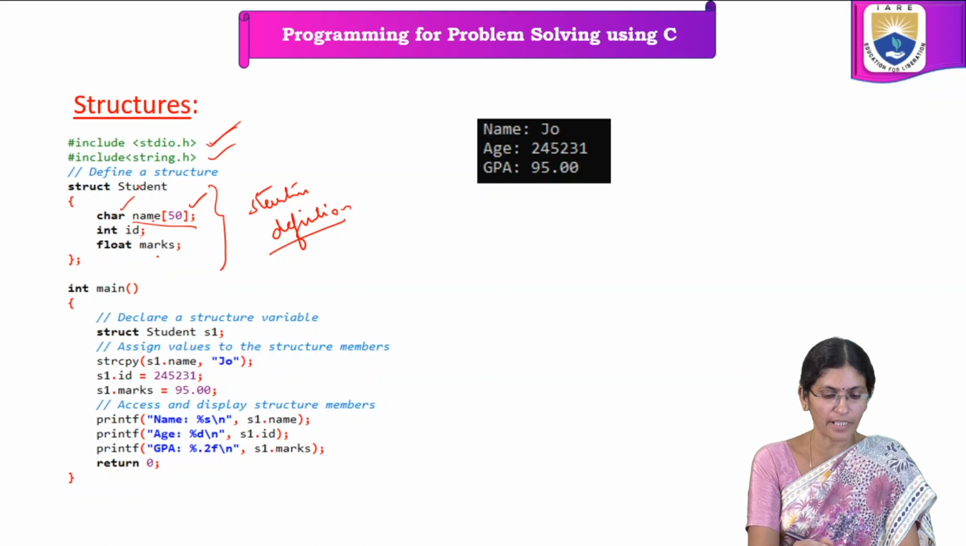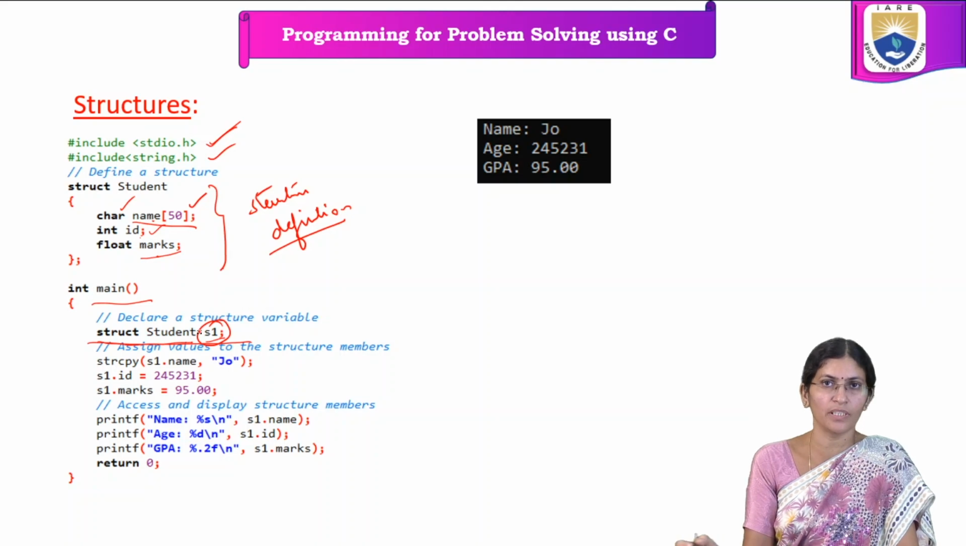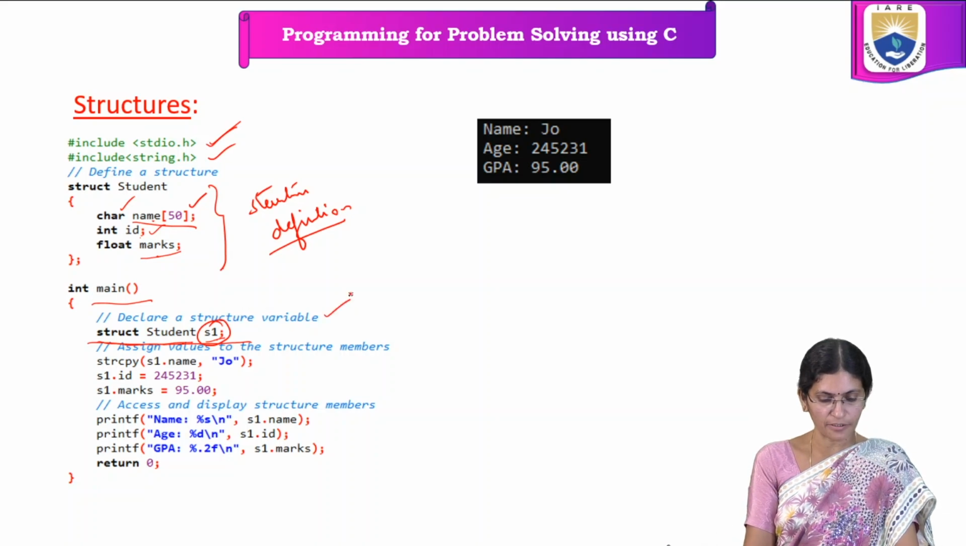This name belongs to character type. This is an array of characters. Then id belongs to integer type and marks belongs to float type. After this, in the main function, we have declared a variable. s1 is the variable here which belongs to the data type struct student. So s1 is a variable of the type struct student, and we are declaring a structure variable here.